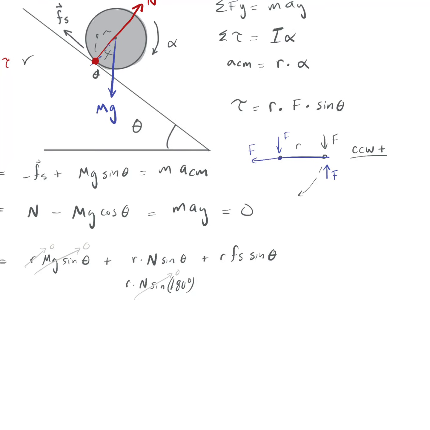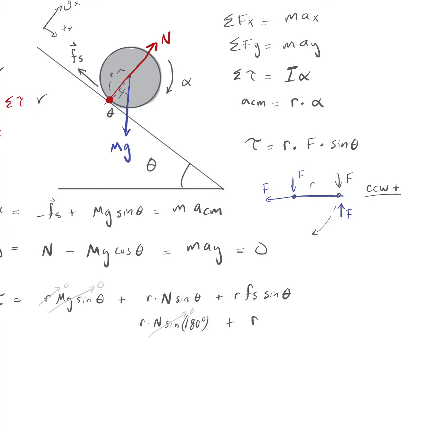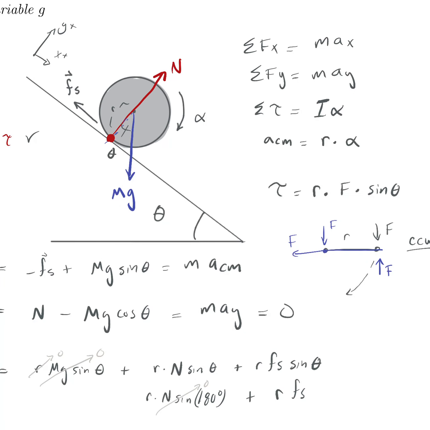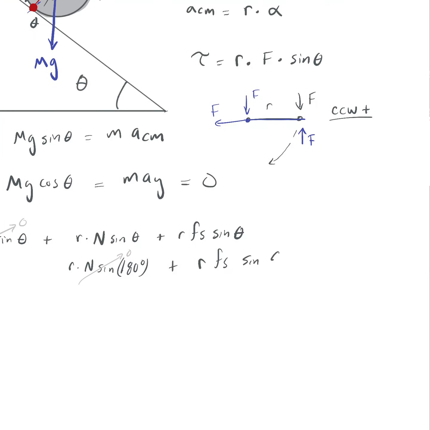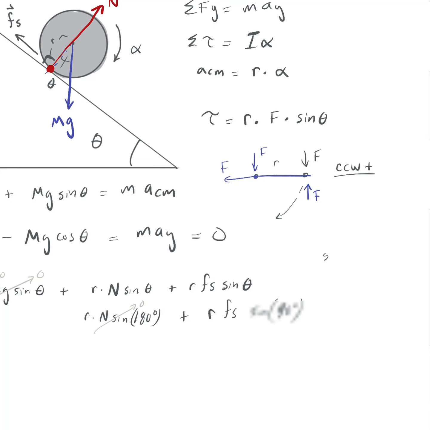Okay, what about this guy? So I have a radius, right? Because this is the radius. This is how far away my friction is from the center, right? It's acting along this surface, so I'm some radial distance away. Good, okay. F of s, and then what's my angle? Well, if I look at this over here, my force for friction is at a 90-degree angle. So sine of 90 degrees is equal to 1.